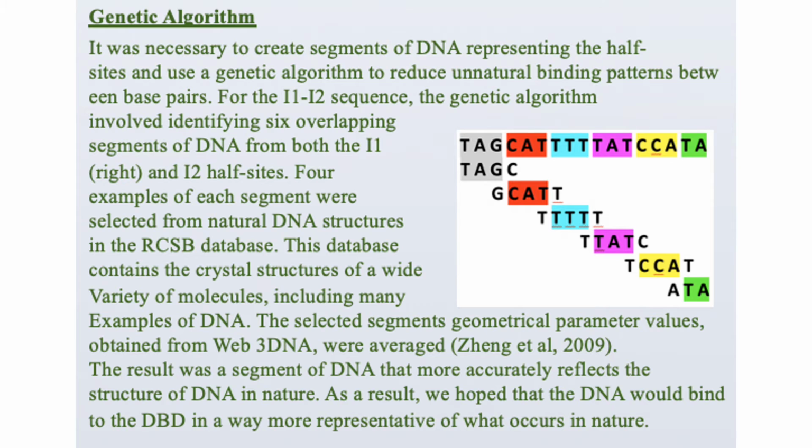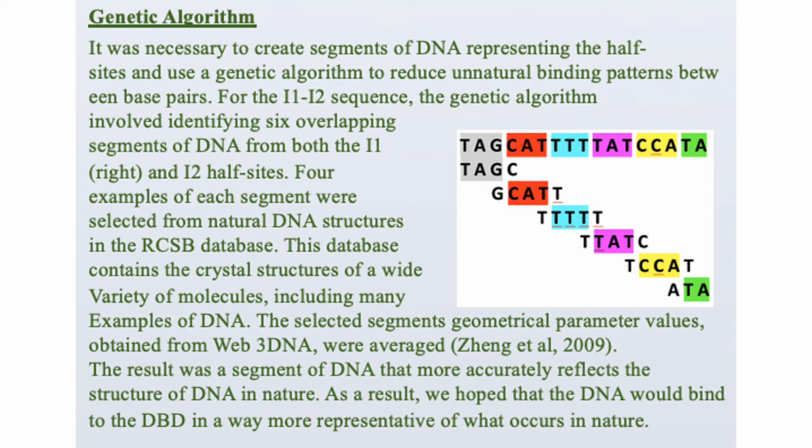The first method we used to create a better segment of DNA was the implementation of a genetic algorithm, which involved defining 6 overlapping sequences of DNA in each half site and finding existing structures that matched with these segments. These were found in the RCSB database, which contains many examples of known DNA structures. For each of the 6 segments, 4 examples were found and had their parameter values averaged.